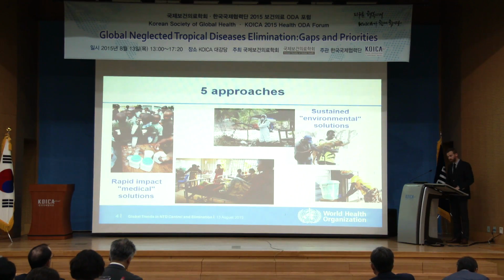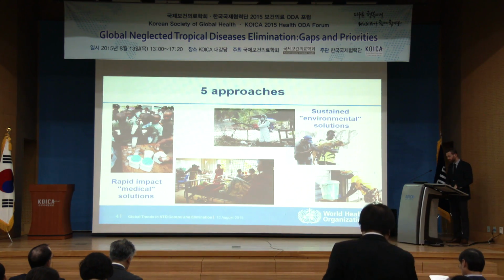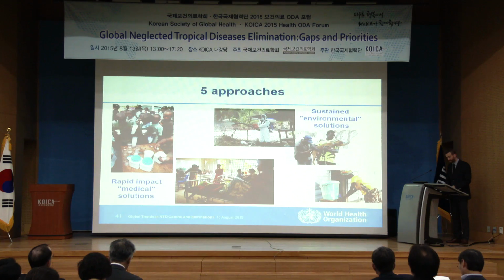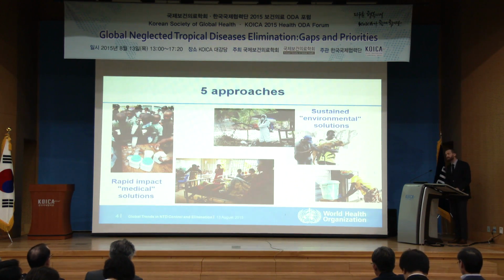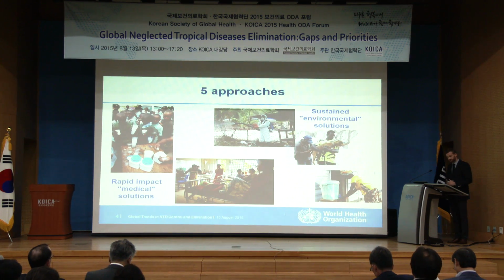There are 5 basic approaches. Expansion of preventive chemotherapy, also known as mass drug administration, that is treatment of entire communities. Intensified case detection and case management, which is the mainstay of the health sector. Improved vector and intermediate host control, so controlling those insects primarily that transmit the disease, as well as veterinary public health measures, that is treating these diseases in animals to prevent their occurrence in humans, and of course provision of safe water and sanitation.